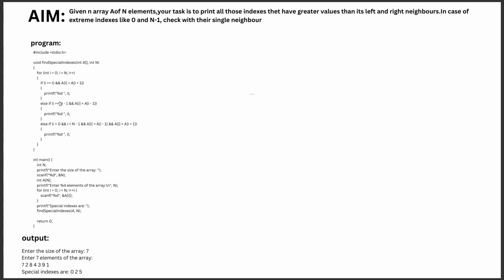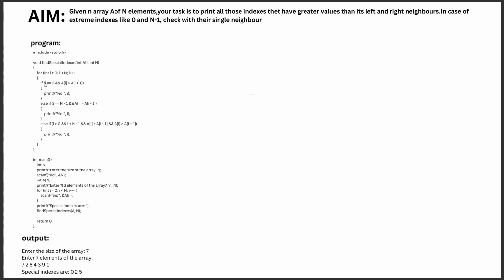Now coming to the program, we start with #include <stdio.h>, which all of us know. I define a function void find_special_indexes(int a[], int n). In this function, first we repeat the loop from i equals 0 till i equals n, incrementing i. At extreme indexes like 0 and n minus 1, we have to check with the single neighbor. In case of index 0, we check with the right side neighbor, and at n minus 1, we check with its left value.